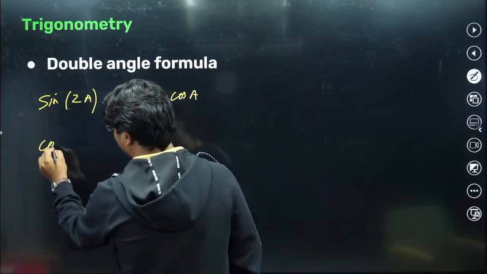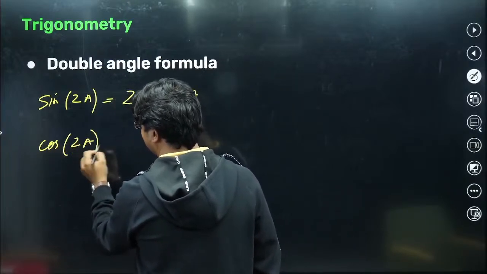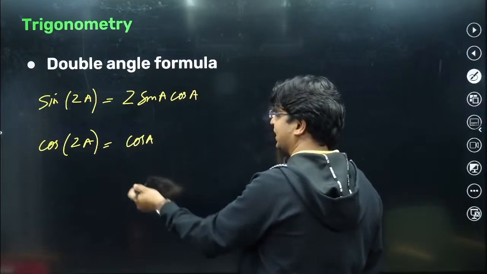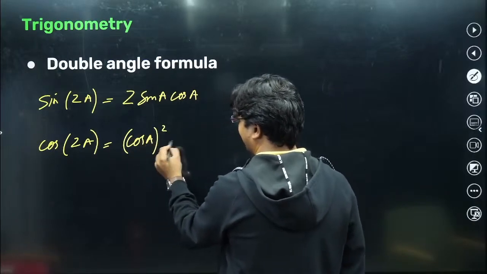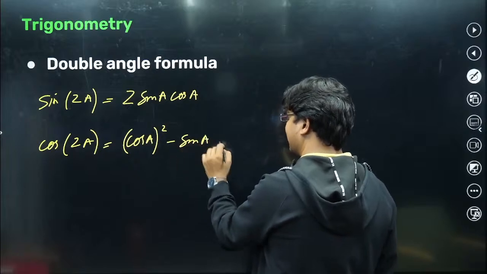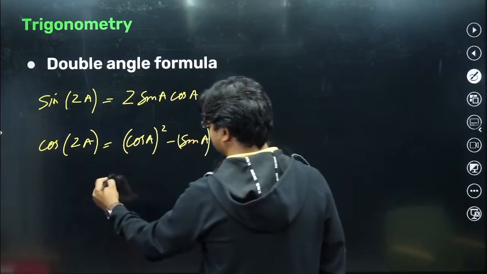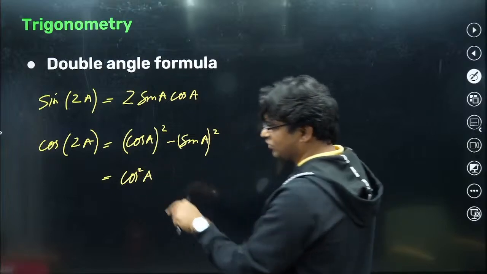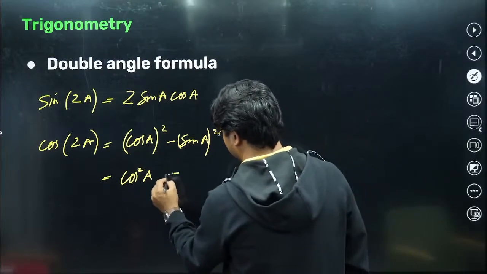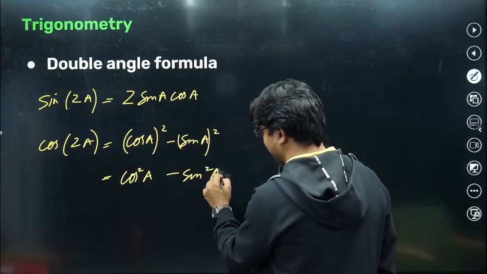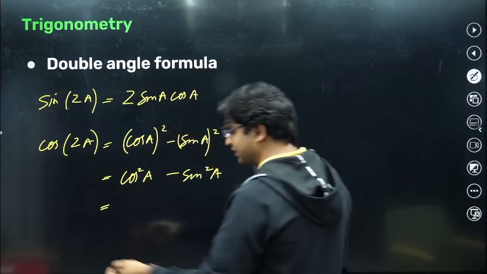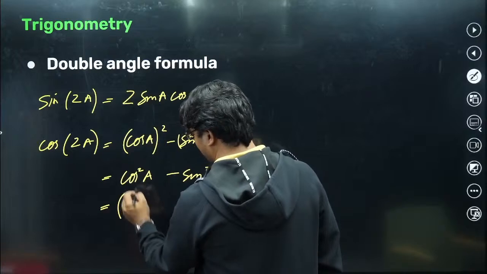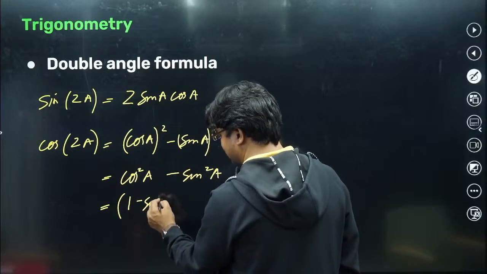Similarly, if you want to find cos of 2A, it will become cos A times cos A, so that's cos square A, minus sine A times sine A, so sine square A. This is how we write it: we put the square on cos if we are not using brackets. So cos square A minus sine square A can then further be written by changing cos square to sine square using the identity. Cos square A can be written as 1 minus sine square A.